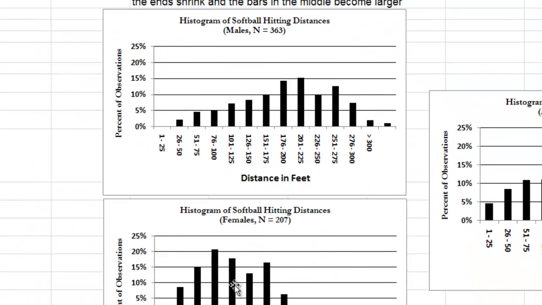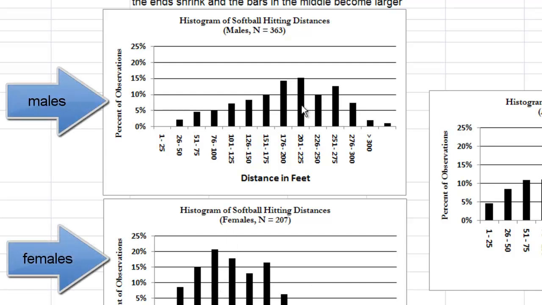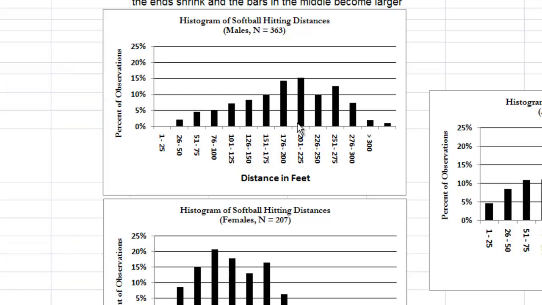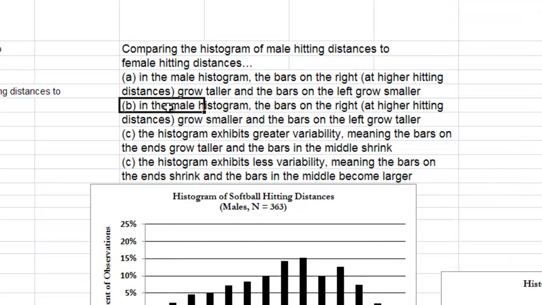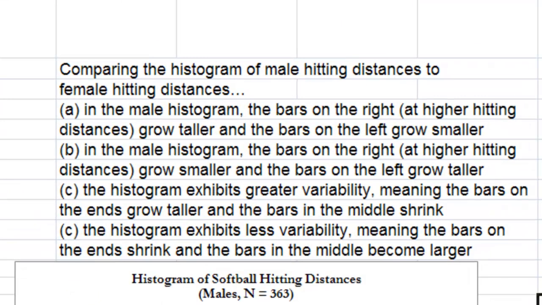When we go from the female histogram to the male histogram, the bars on the left shrink, and the bars on the right grow taller. And all the other answers here are wrong. Consider B. In the male histogram, the bars on the right grow smaller, and the bars on the left grow taller. That's not right, because that would be assuming that males hit less far compared to females. Now consider C and D.